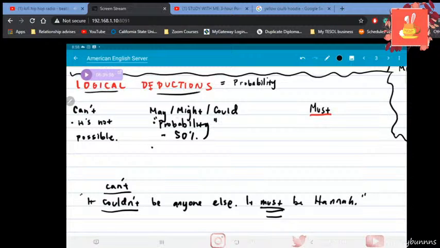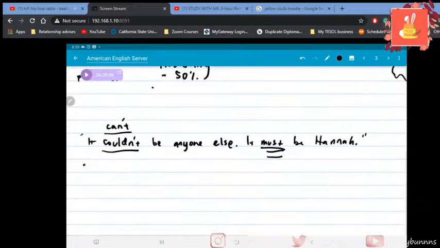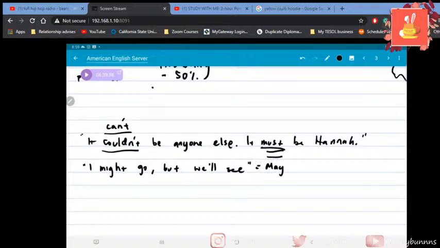Well, I could go, but we'll see. That means I have the ability to go, but do I want to? Do I have the motivation to go? That's the probability behind that. Might is the same, may is the same. I may go, but I don't know. That's an example. Same with might: I might go, but we'll see. That's usually the phrase people say here. So automatically this is screaming maybe.